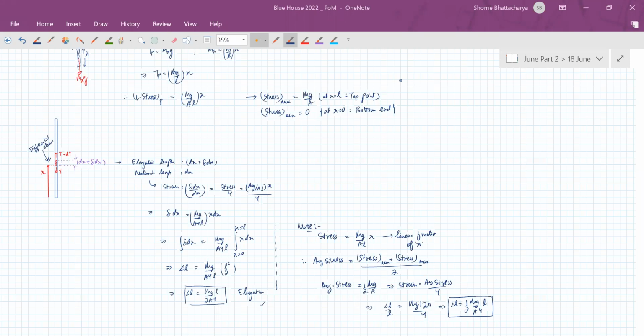I thought you were talking about the x section, so I was confused. No, see, it's written over there. We are considering the differential element. Its natural length is dx. Its elongated length is dx plus delta of dx. Okay, sir. Thank you.